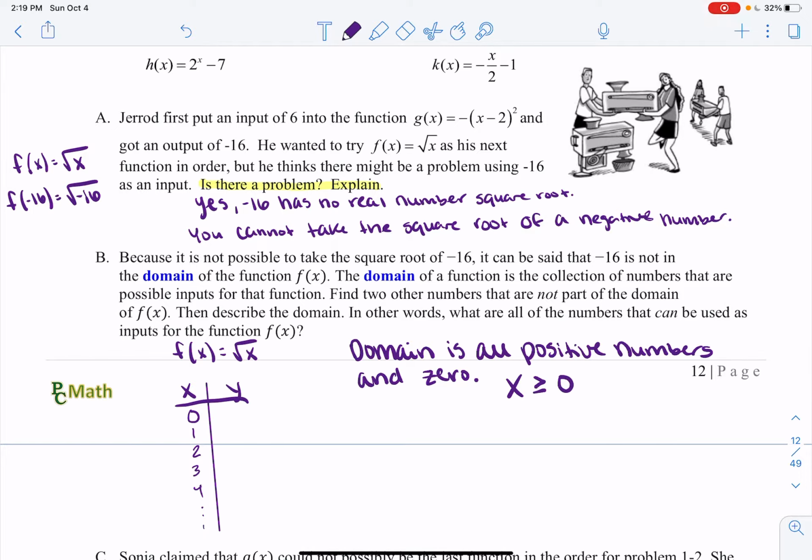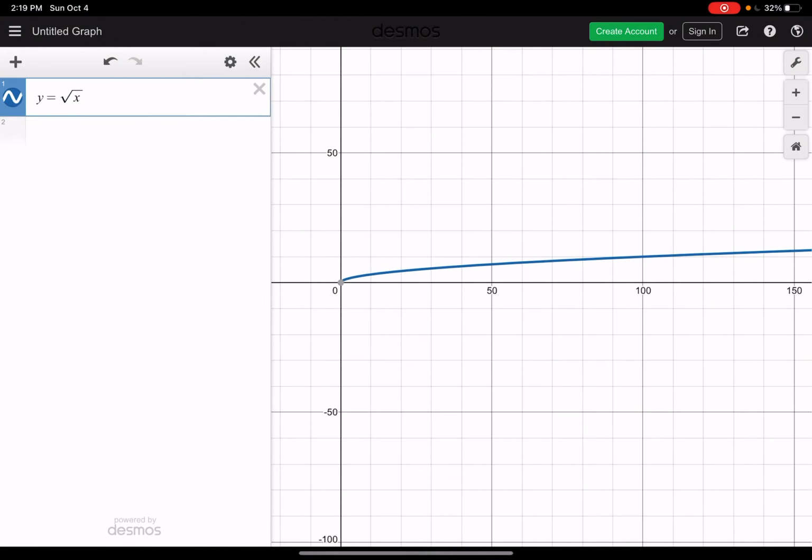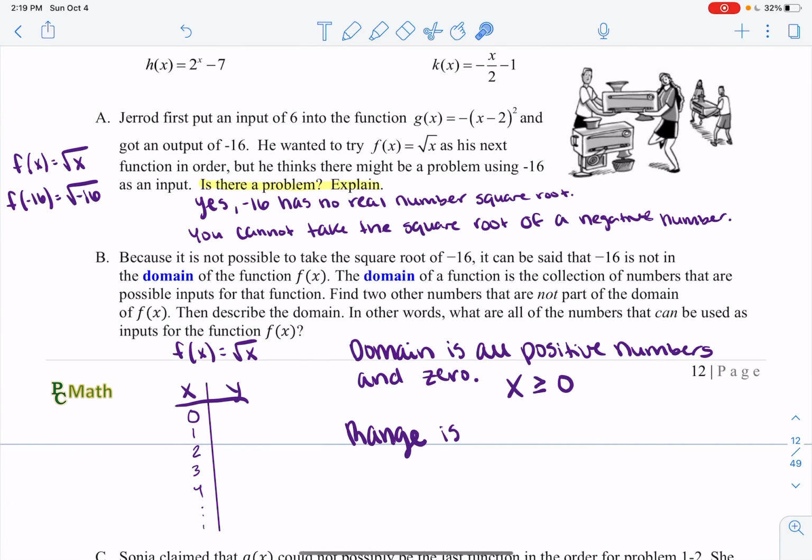So now it's not asking us right now to talk about the range, but let's talk about the range. Let's just describe it here. So the range is what? Which numbers could we put here on the graph? So if we go back to Desmos, notice that our range values are also all positive numbers and or 0. So just to describe it, I'm going to say the range is all positive numbers and 0.